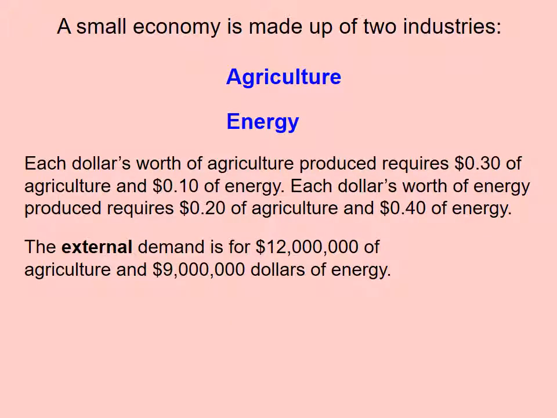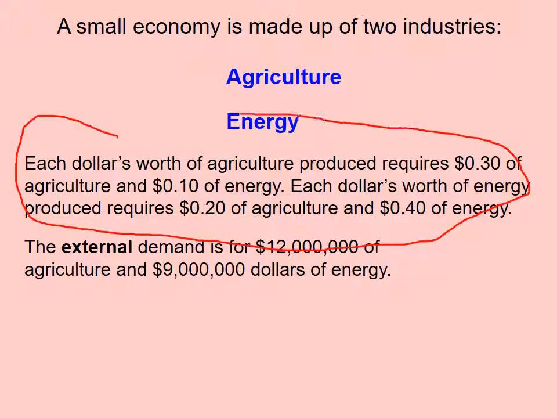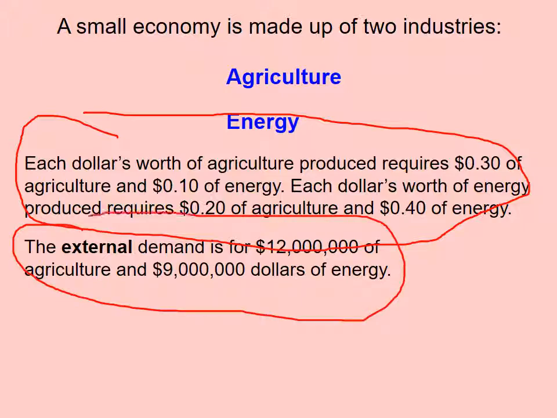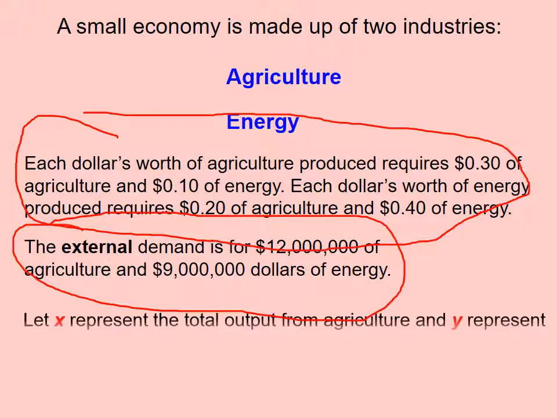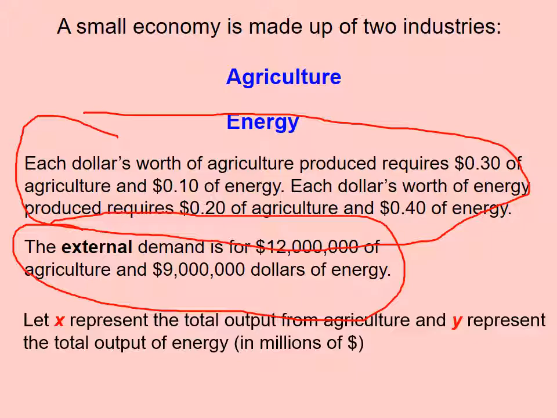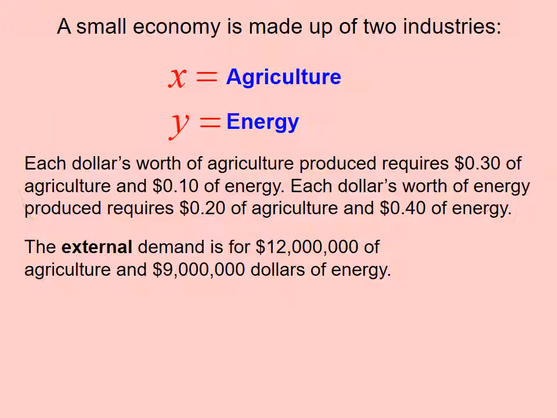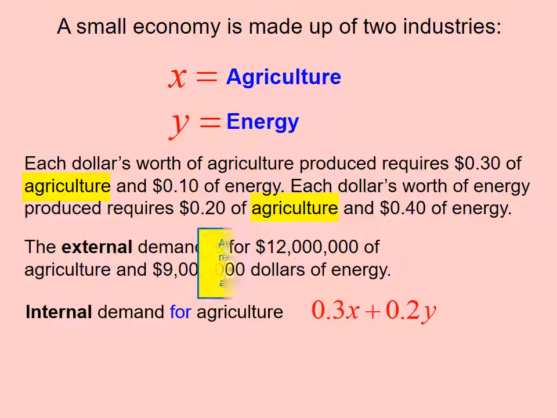Now you'll notice here we're given some of the details about the interdependence of the two industries, and we're also told about the external demand for those. We're going to use X and Y to represent our two industries. Now, what these details are telling us is we have an internal demand for agriculture. If you look at what I've highlighted, you'll notice that each unit of agriculture requires some agriculture to produce it.